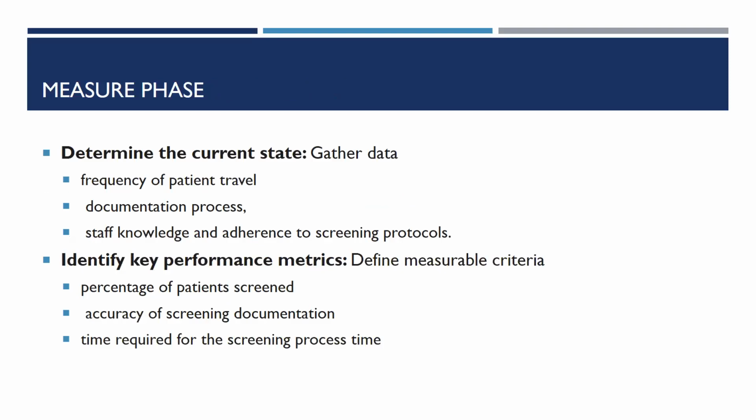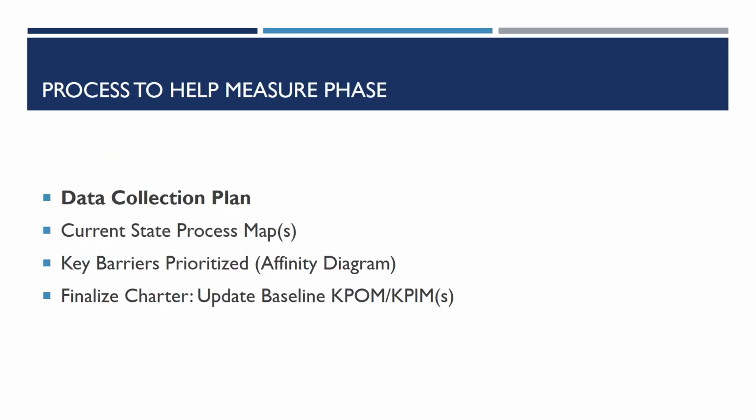This project team is now ready to move on to the measurement phase. In this phase, the team will gather data on existing processes and practices. The team will also identify key performance metrics that provide insight into the hospital operations for travel screening. So what tools did Six Sigma provide the team to measure the problem efficiently?